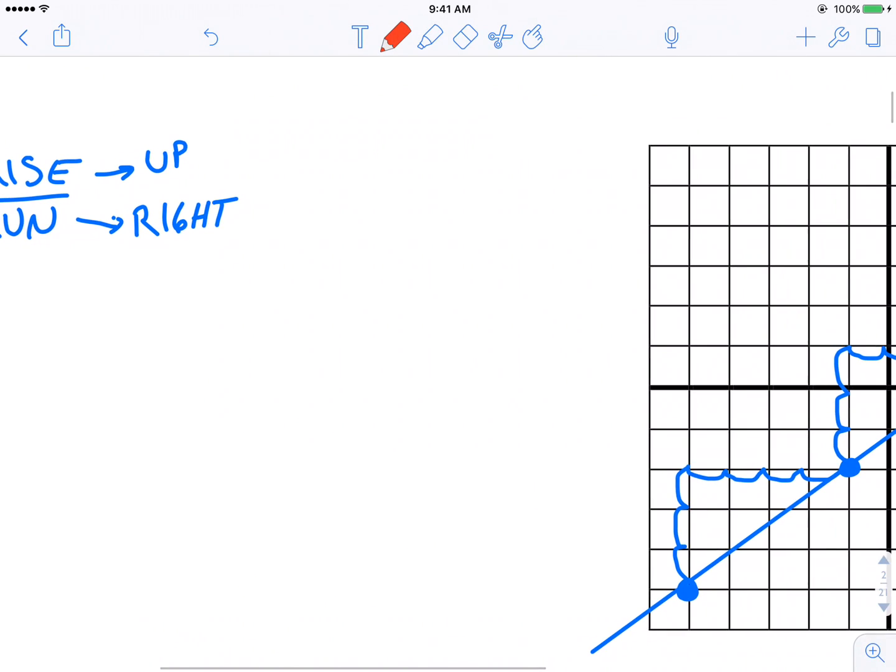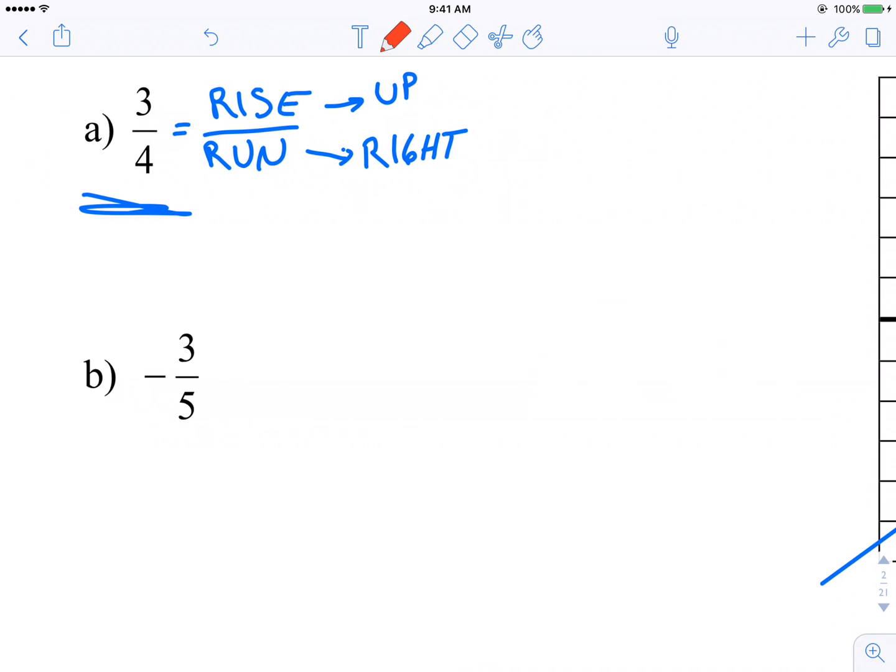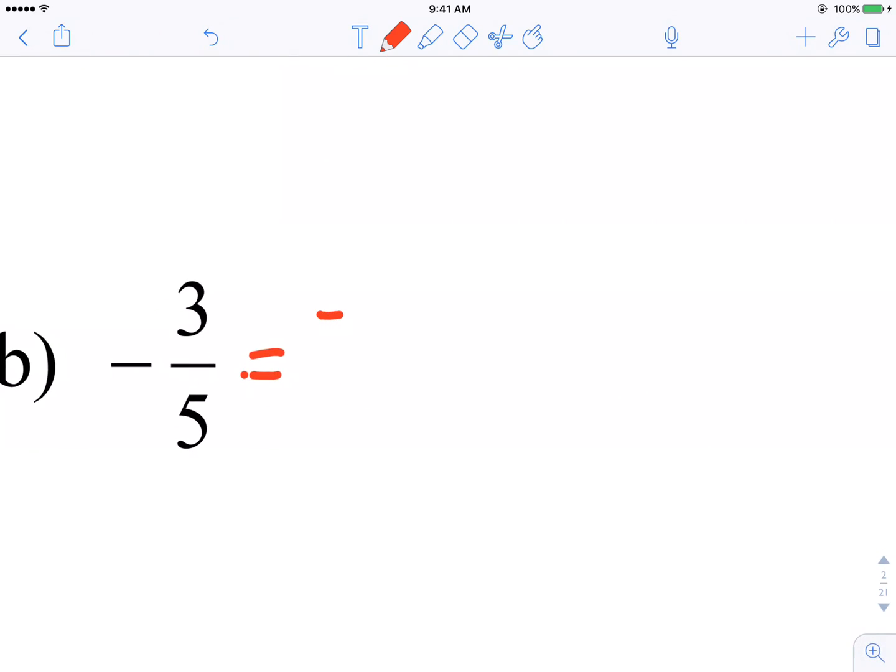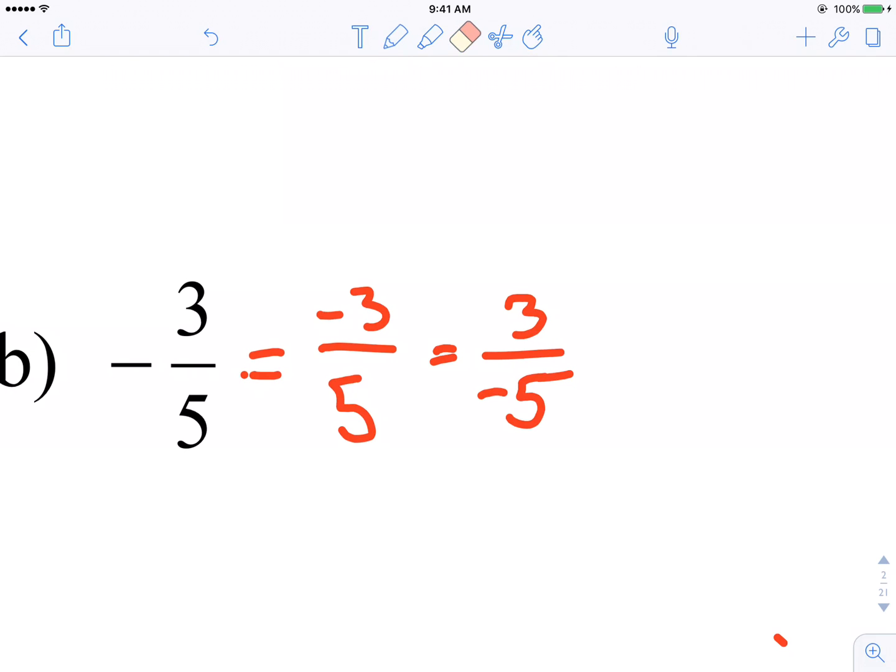Example 2, or number 2 on this one, was negative 3 over 5. Now remember, negative 3 over 5 is the same as negative 3 over 5 or 3 over negative 5. But I have to make sure when I'm counting slope that I put it in one place or the other, top or bottom. It really doesn't matter. Actually, what I'm going to do is write this down below. It could also mean 3 over negative 5.